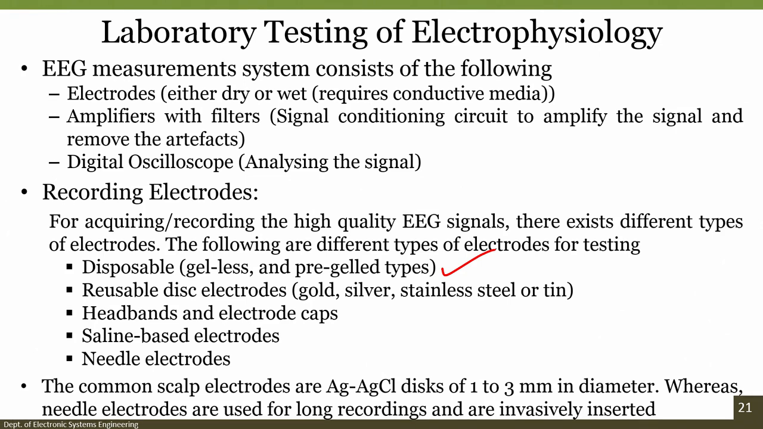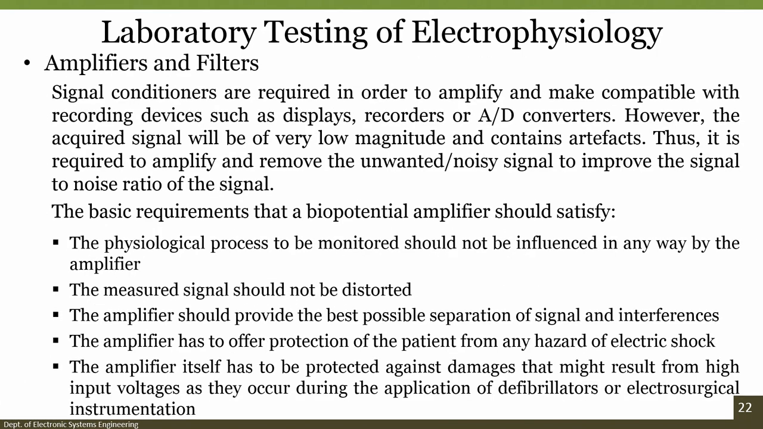So, Ag/AgCl is what people are using, but people are moving towards dry electrodes because of the difficulty of holding these wet electrodes with gel. So what kind of amplifiers and filters do we require? The signal conditioning circuits are required in order to amplify and make the signal compatible with recording devices such as displays, recorders or ADCs.